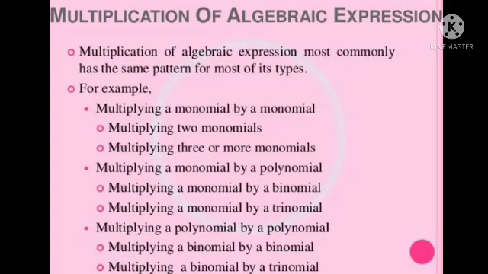Multiplication of algebraic expressions. Multiplication of algebraic expressions most commonly has the same pattern for most of its types. For example, multiplying a monomial by a monomial, multiplying two monomials, multiplying three or more monomials, multiplying a monomial by a polynomial, multiplying a monomial by a binomial, multiplying a monomial by a trinomial, multiplying a polynomial by a polynomial, multiplying a binomial by a binomial, and multiplying a binomial by a trinomial.